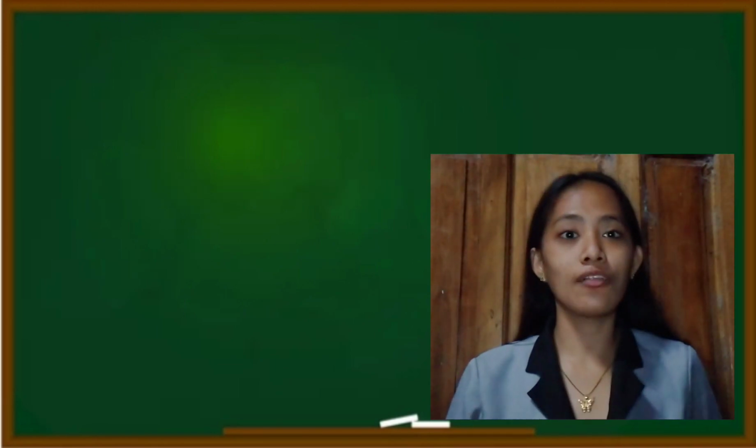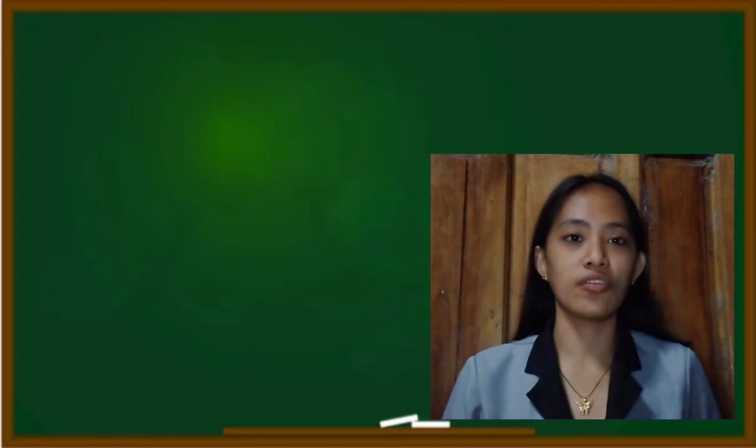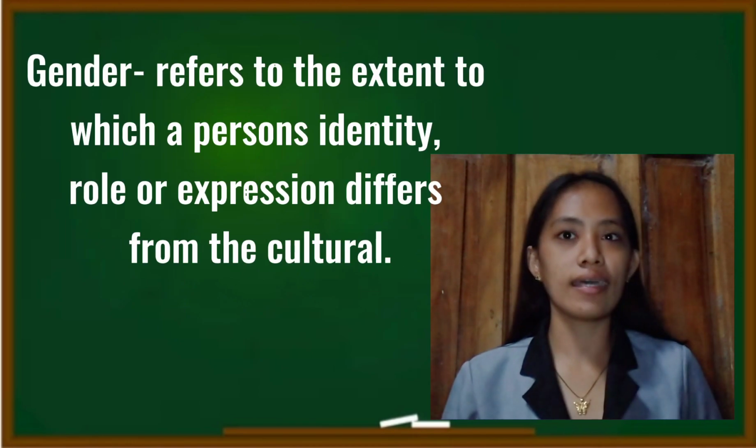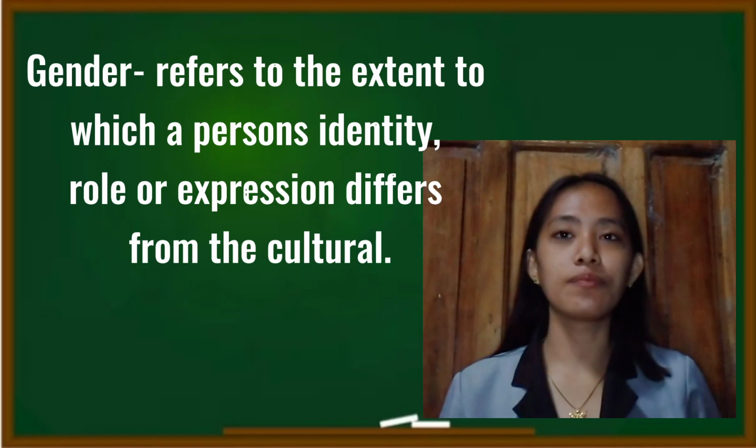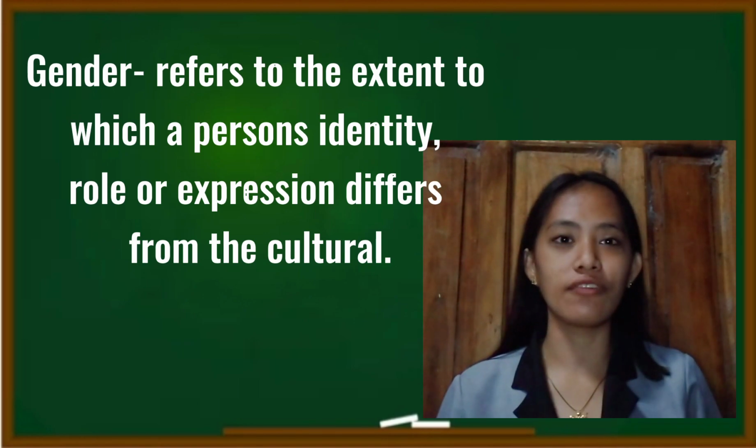The third one under the sociocultural is gender. It refers to the extent to which a person's identity, role, or expression differs from cultural norms. To create a more inclusive learning and social environment, we teachers should increase awareness and education regarding gender identity, because it enables all learners to achieve a more holistic and confident school experience.